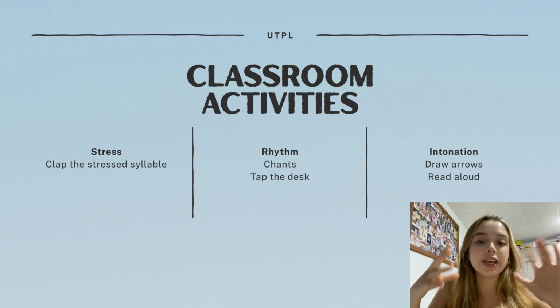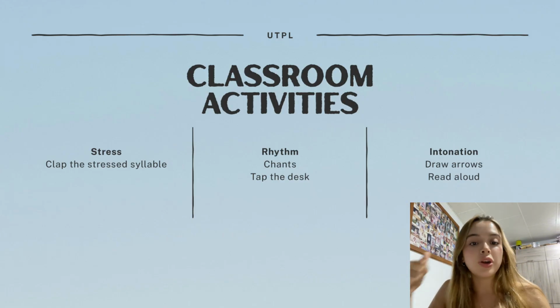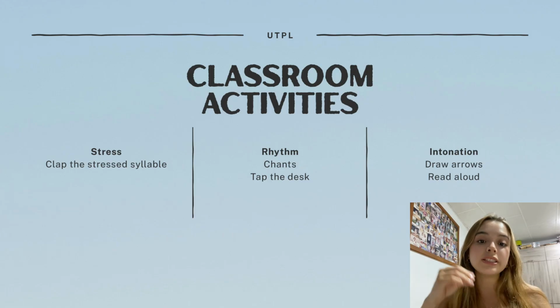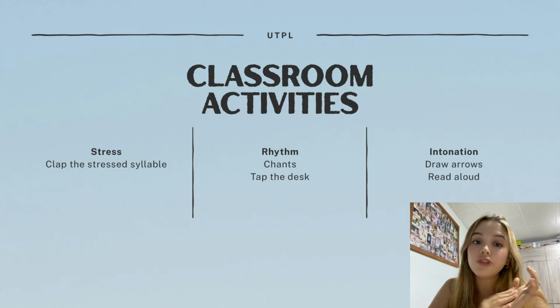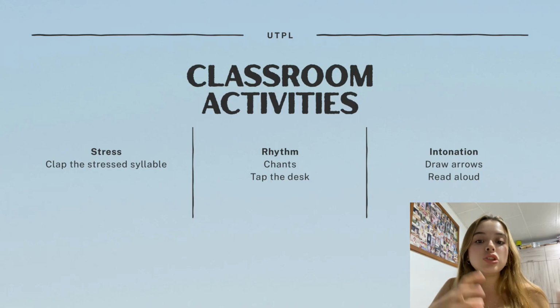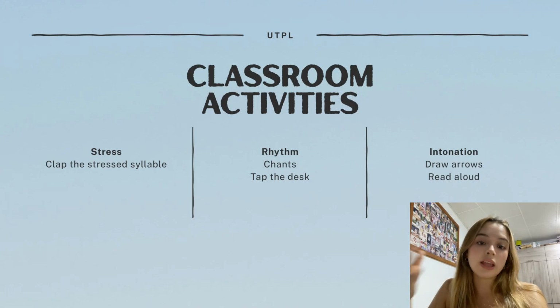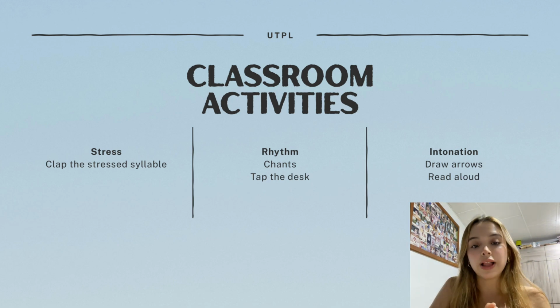The next feature is rhythm. English has a special rhythm because some words are stronger than others. Usually, important words like nouns, verbs, and adjectives are stressed. For example, I want to buy a new phone. The important words are want, buy, new, and phone. A good activity is using short chants. Students repeat simple sentences with clapping or tapping the table. This helps them speak more naturally.